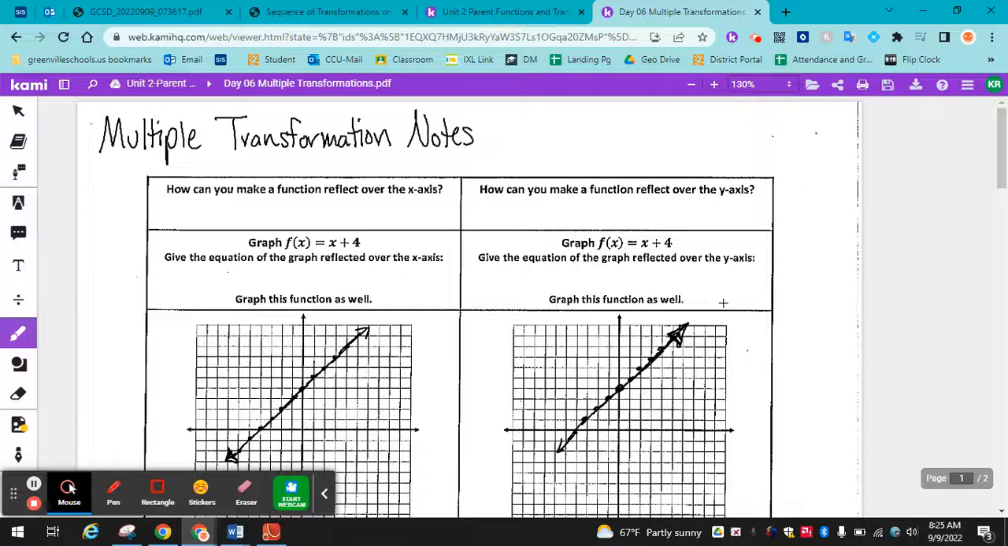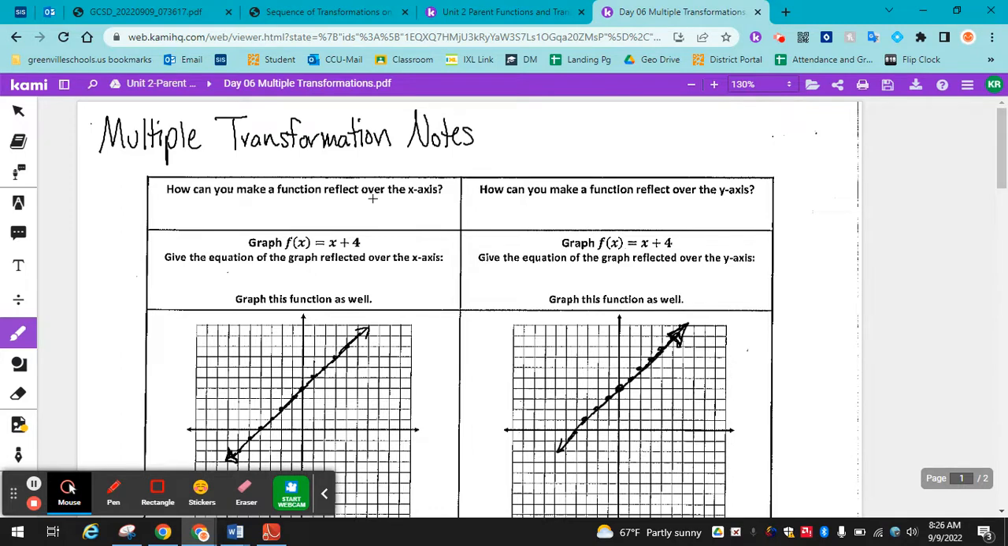Good morning. Today we're going to be working on multiple transformations, so I can't be with you today. Well, first let's start with just going over x-axis reflections and y-axis reflections because we never went over those. This was left out of your notes by mistake.